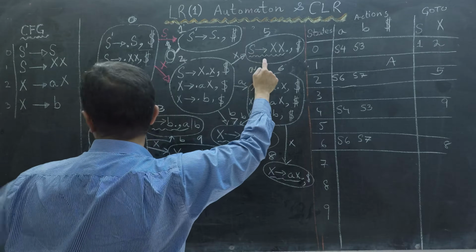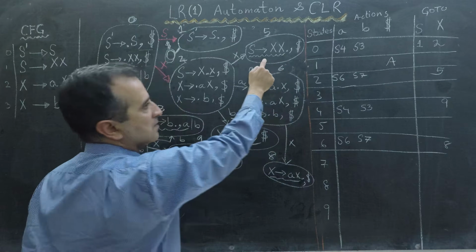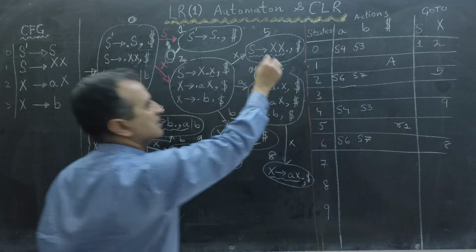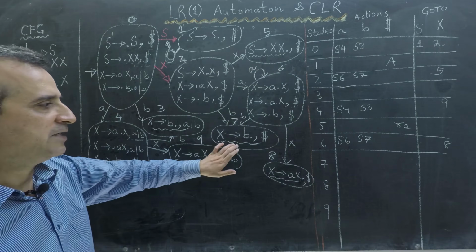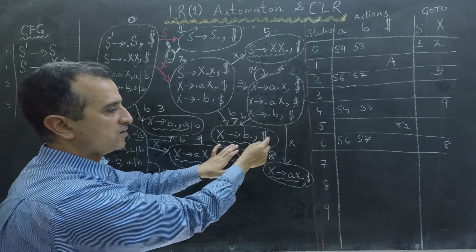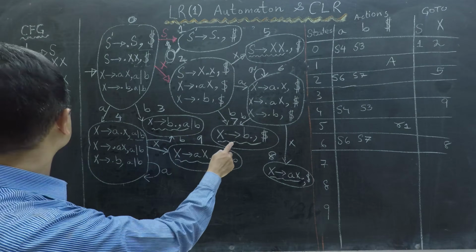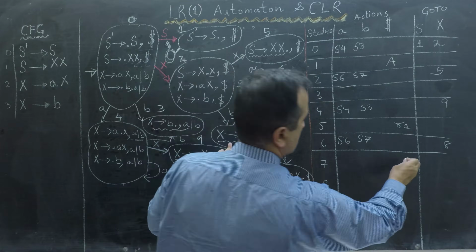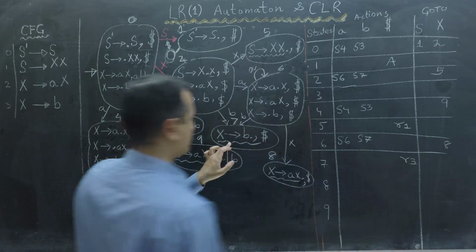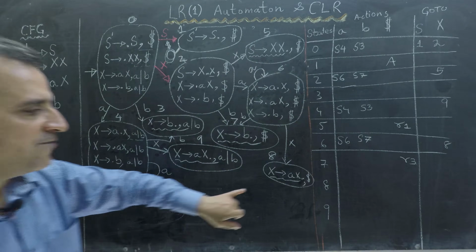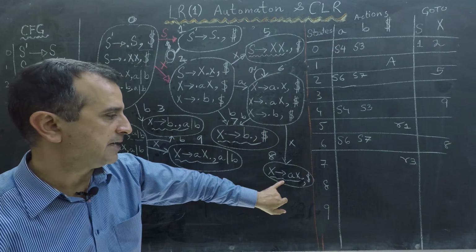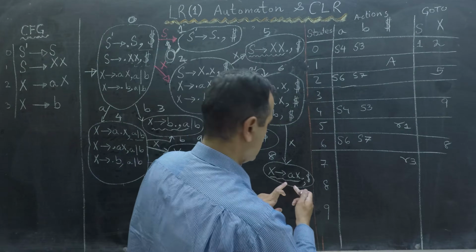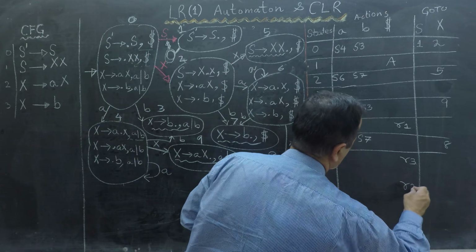This production has a number and the number is 1. So on the 5th state at $ I add R1. Now I have to add this production in state 7 on $. And this production has a number. This is the third production. So I will add in state 7 here R3. I'm done with this production. I have to add this production in state 8 at the $. The number of this production is 2. So I will add here R2.